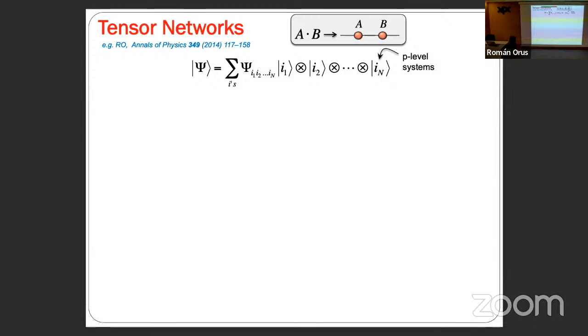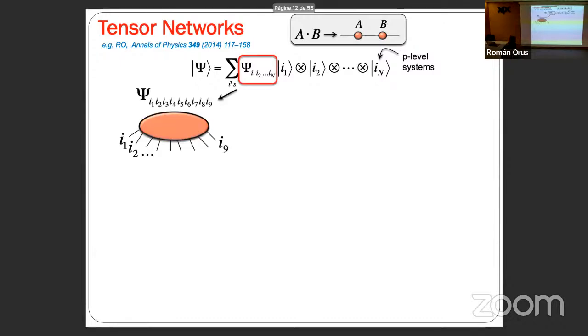Now I'm going to be using this diagrammatic notation because it helps a lot, because otherwise these tensor networks start to be very complicated. And the idea of tensor networks is to pick up the coefficient of the many-body wave function in a given local basis. For instance, for 9 particles, this is nothing but a tensor with 9 indices. And this is a huge tensor.